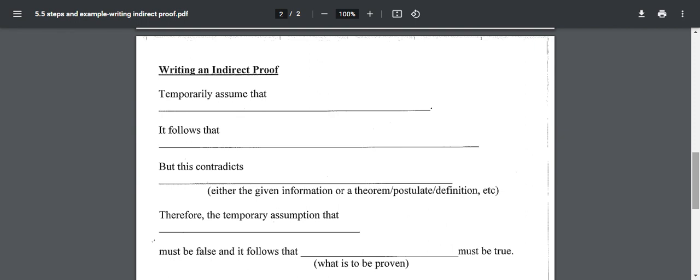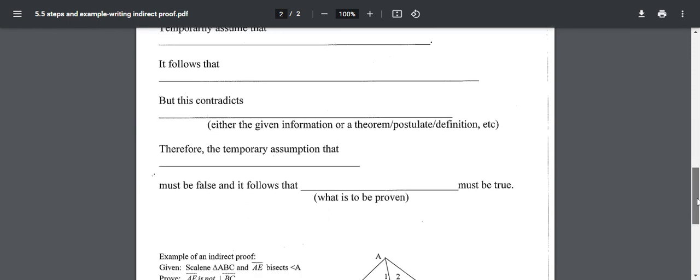This contradicts either our given information or a theorem or postulate, other things that you may be given, definitions, and therefore the temporary assumption that, what we were to prove, has to be false, and instead what we are trying to prove must be true.